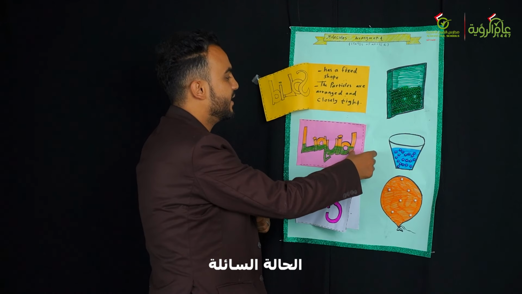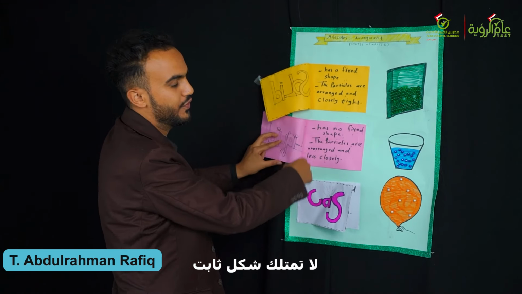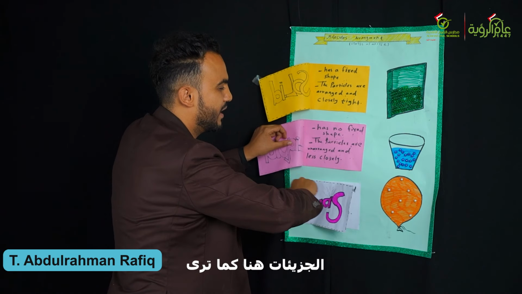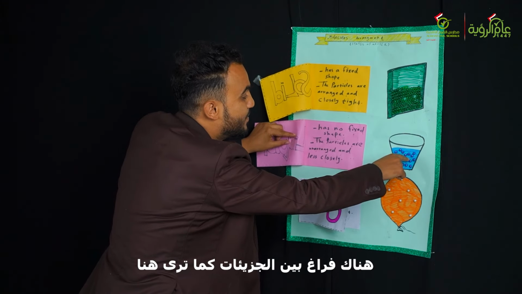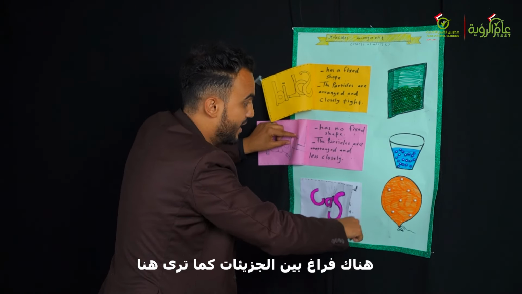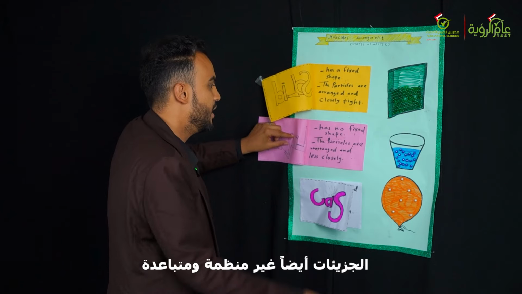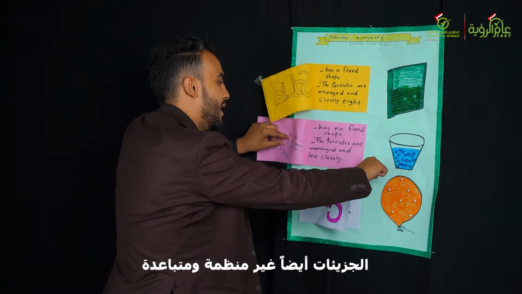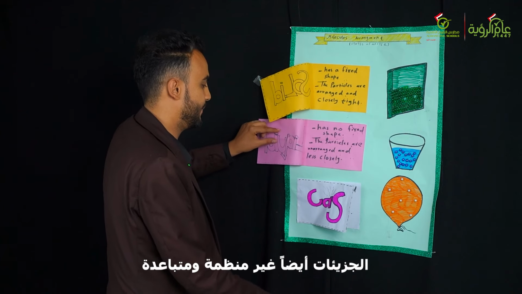The liquid state has no fixed shape. As you see in the cup of water, there is a space between the particles, as you see here. The particles are also unarranged and less close.